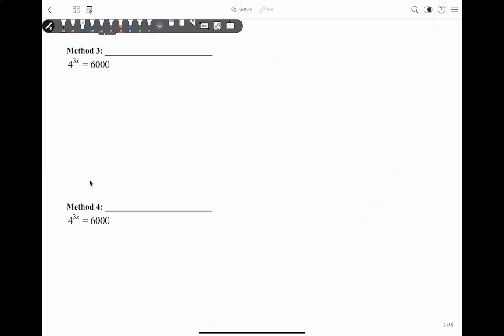Method 3 is going to talk about graphing. And method 4 is going to be talking about a table, so like using the table. So if I wanted to graph these, I have two functions. I have a function on the left side of this equal sign, and I have a function on the right side of this equal sign. And if I want to find what x equals, this is our third method that we can do.